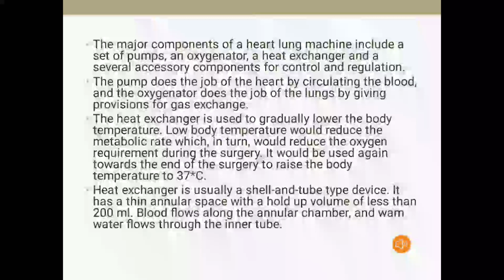to 37 degrees Celsius. The heat exchanger is a shell and tube type device with a thin annular space which would hold a volume of less than 200 ml of blood. Here, the blood flows through an annular chamber and warm water flows through the inner tube.